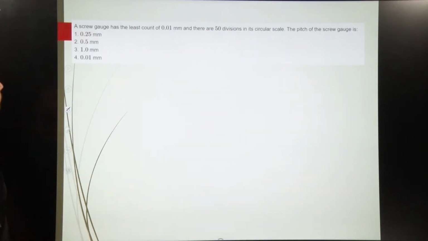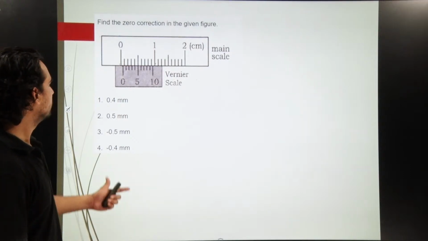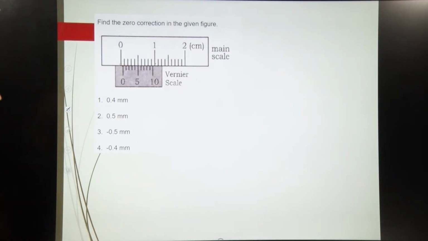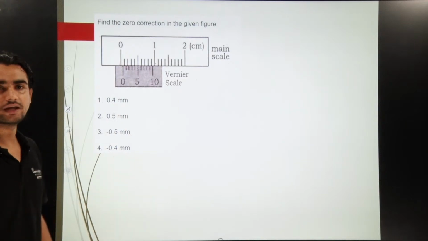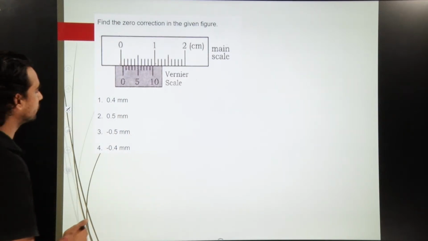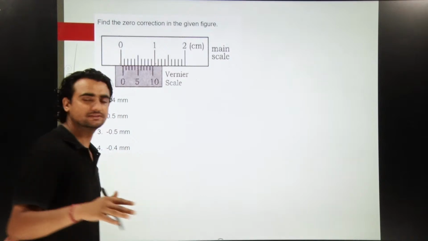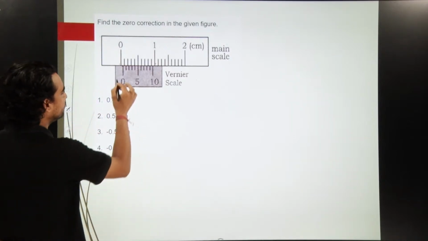So let's do this question. This is basically a screw gauge question. Let's do this question. Find the zero error. Okay, I'll help you to find the zero error. So first of all, zero error is basically a similar thing. So let's first find the zero of the Vernier caliper.